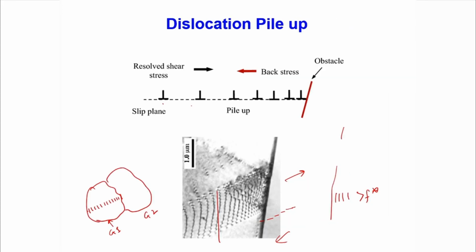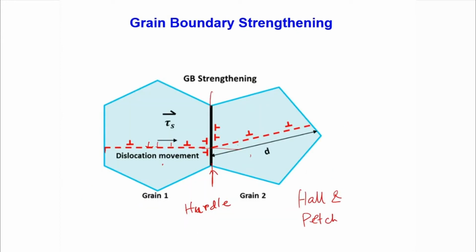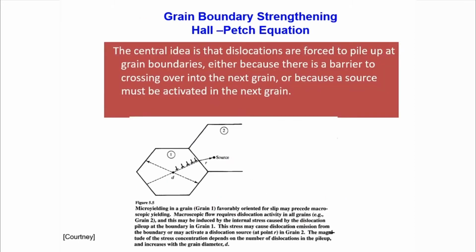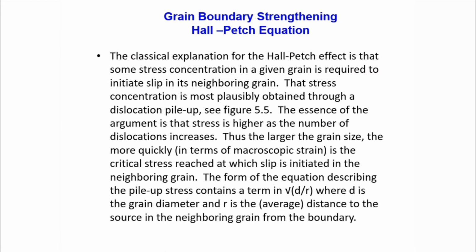So, this pile up model, which we have been discussing for the last 2-3 lectures, is mainly the reason for the Hall-Petch equation, correct. The central idea is that dislocations are forced to pile up at the boundaries, either because there is a barrier to cross over, or because the source of dislocation must be activated in the next grain. This is something very important. And so, the classical explanation is very simple.